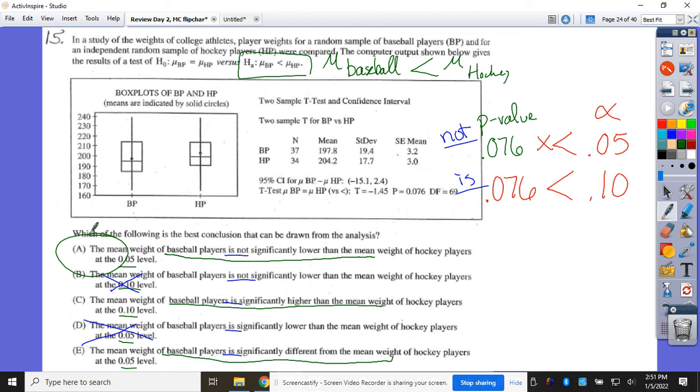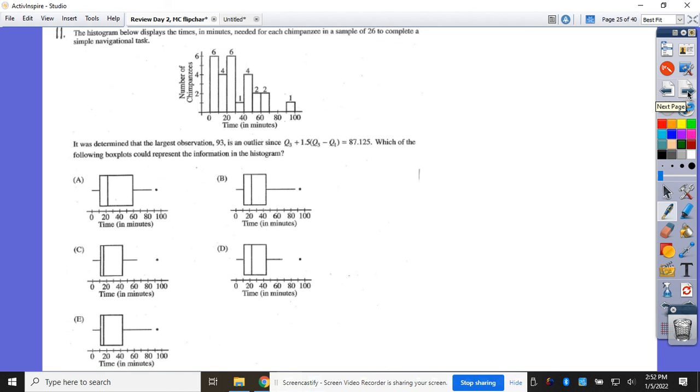Oh, I should have marked out that one. I'm gonna mark out that one. Alright, 11.